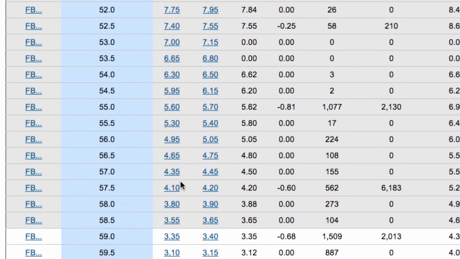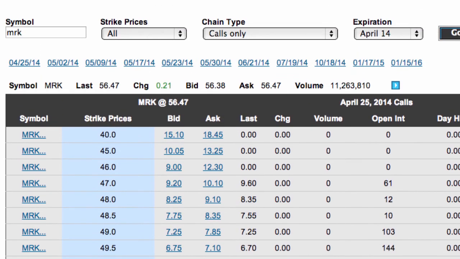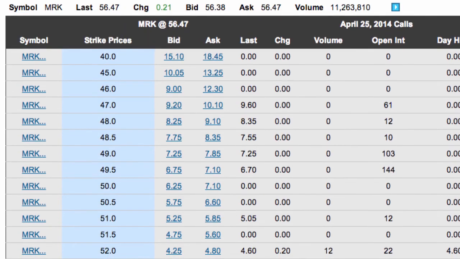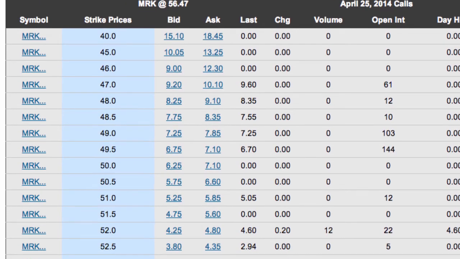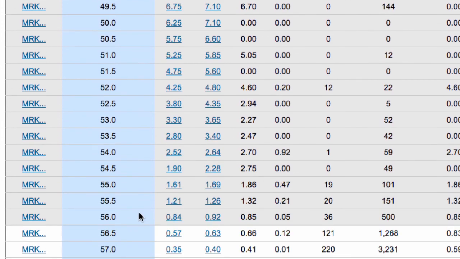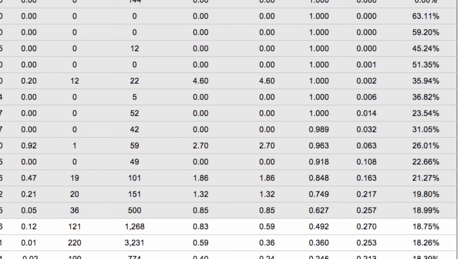Let's look at another one, okay? This is MRK. It's a drug company, Merck. And as we can see, if you go down here, it also has strike prices within 50-cent intervals. Okay, but does it have the appropriate implied volatility? Well, as I look over here, I have an 18.75% implied volatility.